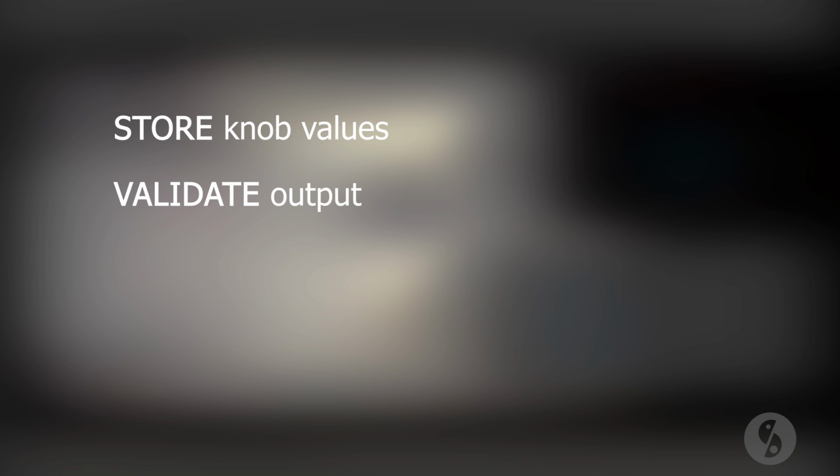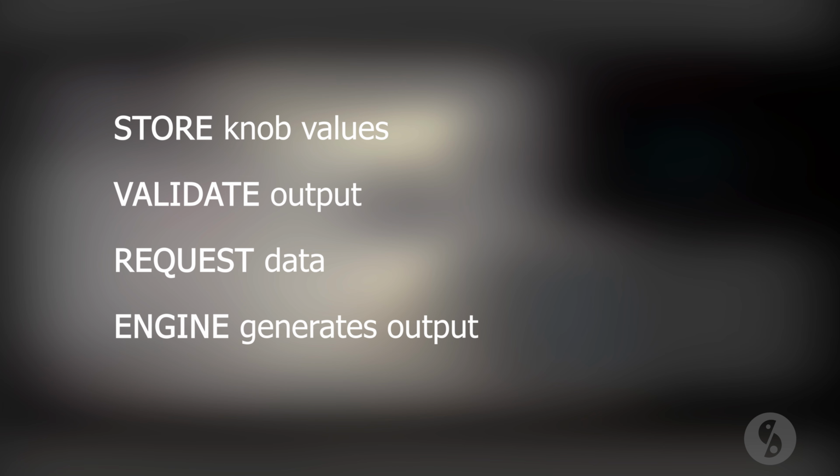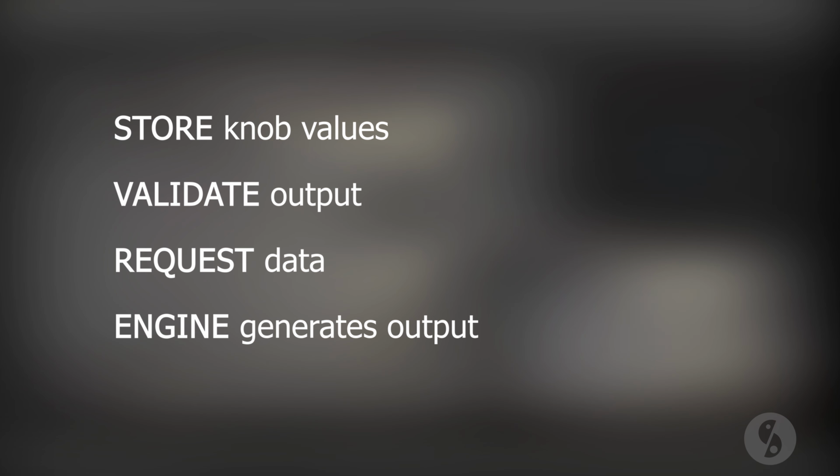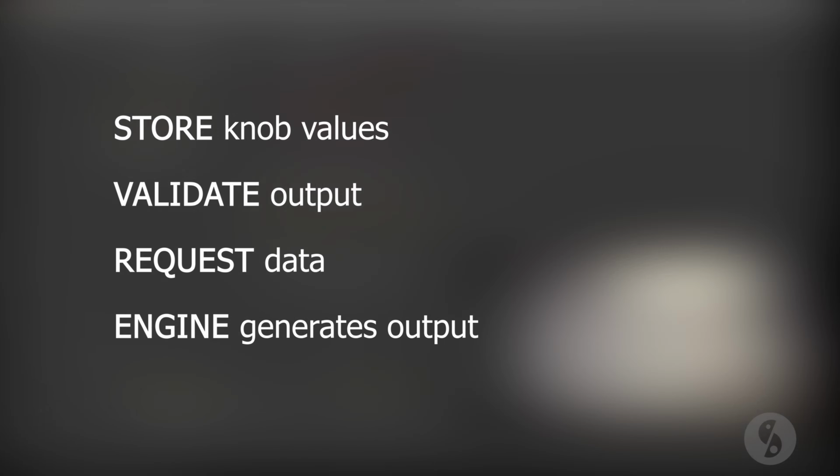There are four main stages of processing a node. First, Nuke stores the knob values that the user has entered and/or selected. Then the node will inform the software about the output it will produce, for example, channels and size of the result. During the third step, the node will request required data from its inputs. And finally, the engine stage. This is where the node generates its output and most of the processing time is spent. That's what we want to measure.